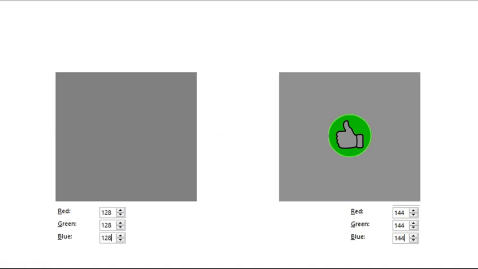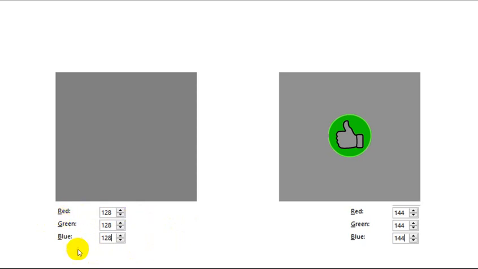Okay, signal detection. This is another one of our visual principles that we're going to discuss. First question, which square is lighter? If you chose the one on the right, you are correct. If you look at the RGB values below, these are usually binned into 254 bins.